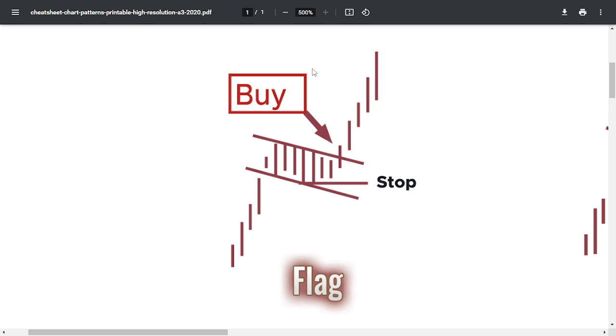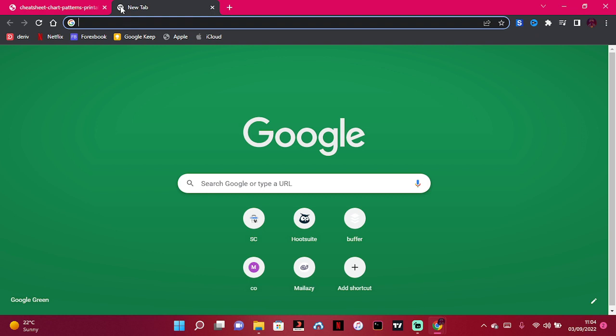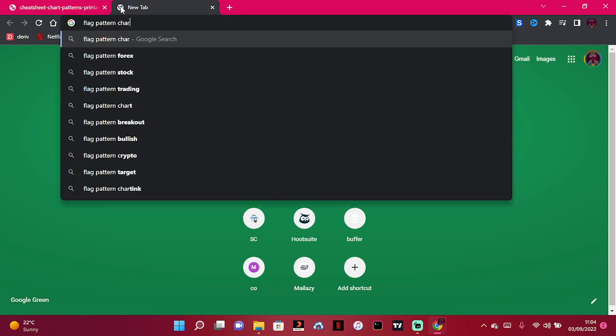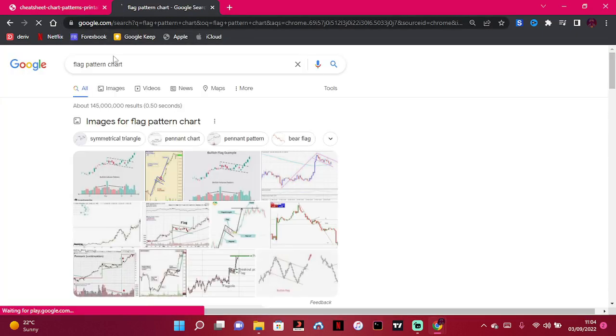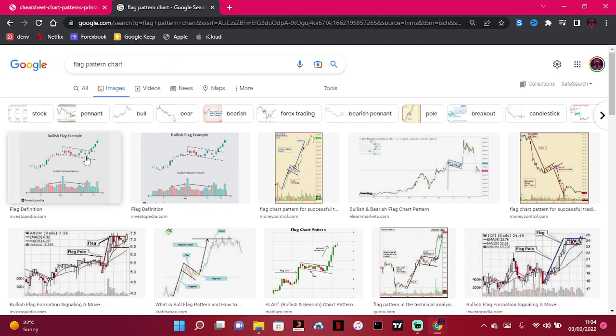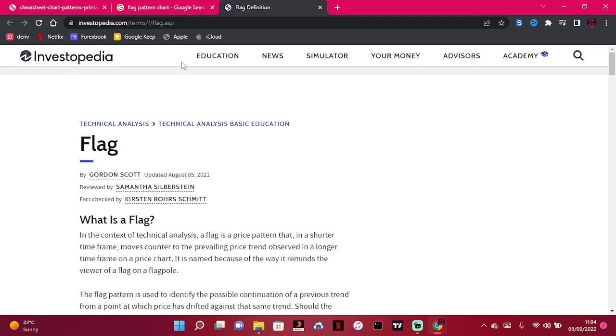Okay, so before we move on to the other chart pattern, let me just show you how this flag pattern looks in the real market. I'm not going to open my MetaTrader and start looking for a flag pattern. What I'm going to do is simply go on Google and search for flag pattern chart. Okay, and we're going to see a lot of charts about this. So simply go to the images and you can clearly see a good example is this one over here. So let me try to zoom in.